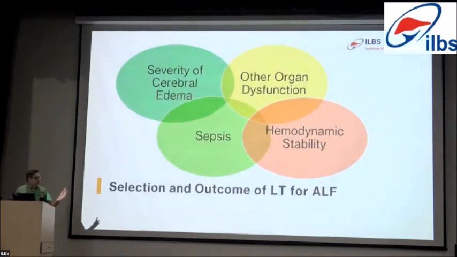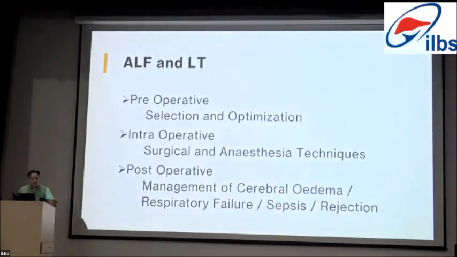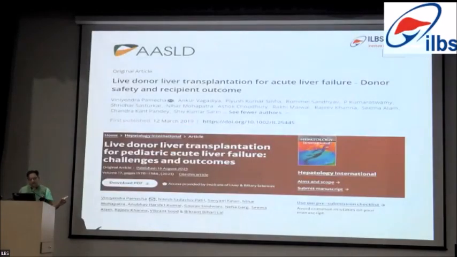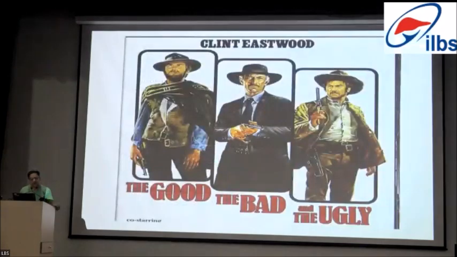So this is just to summarize how to select patients. You need to look at severity of cerebral edema, sepsis, organ dysfunction, hemodynamic instability, not just the criteria. And this we have talked about in the whole grand round, so I'm not going to go through this again. And these are 2 important papers which we have published. I hope everybody reads this, because don't just go with the abstract or the title of the paper. Just read everything in this paper. This is a very important publication, and that will tell you exactly what is happening to Indian patients in acute liver failure.